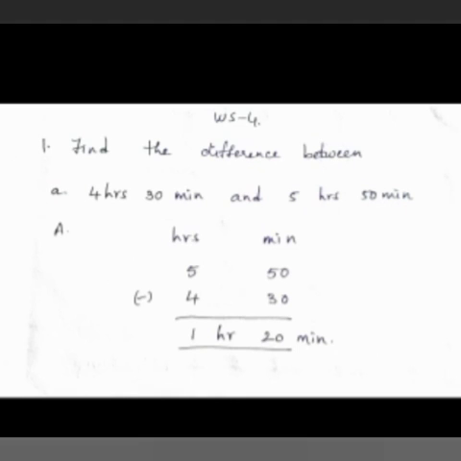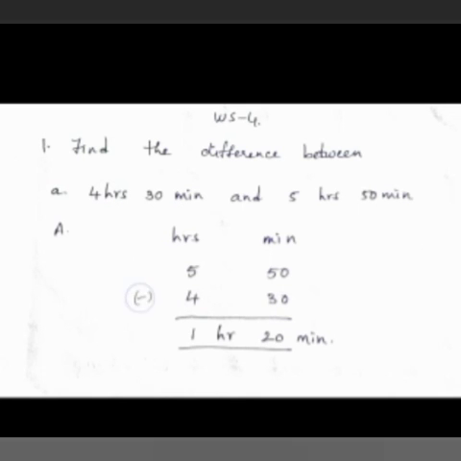First of all, we have to arrange in hours column and minutes column. First, 5 hours 50 minutes. This 5 we have to write down under the hours and 50 under the minutes. Next, 4 hours 30 minutes. This 4 we write under the hours and 30 under the minutes.